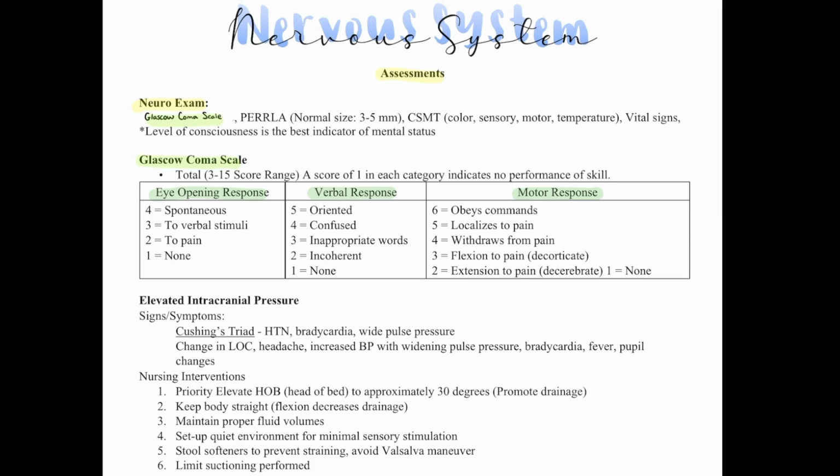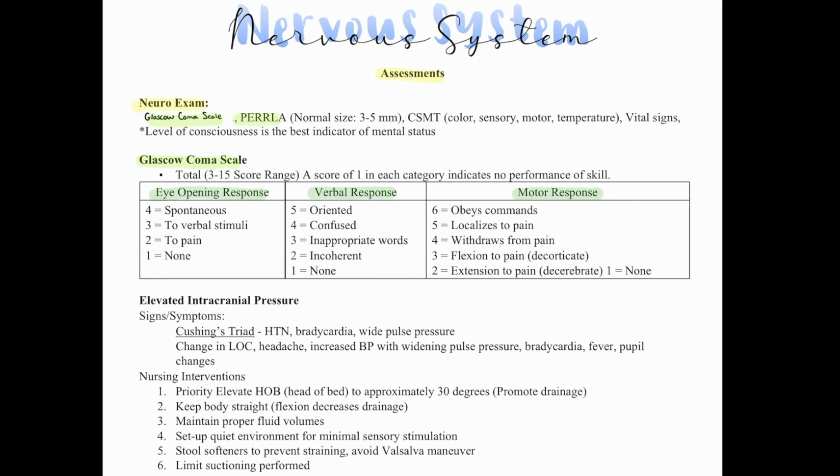So the total for the Glasgow Coma Scale is anywhere from 3 to 15. A score of 1 in each category indicates no performance of the skill. So the lowest is 3. So just remember that it doesn't go to 0. It goes to 3. The next type of assessment is called PERLA.